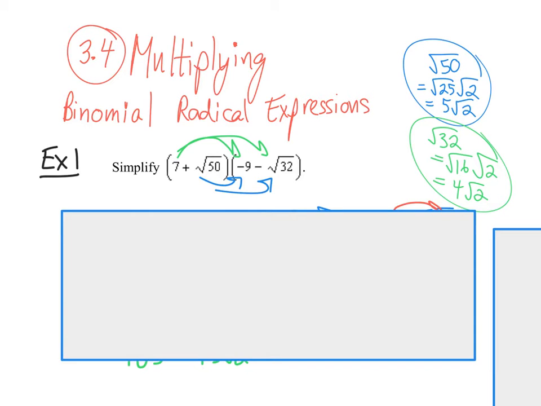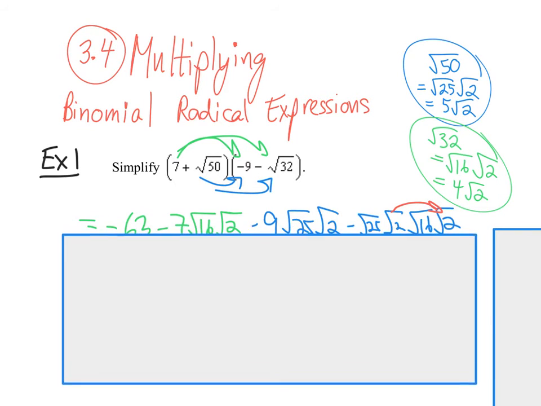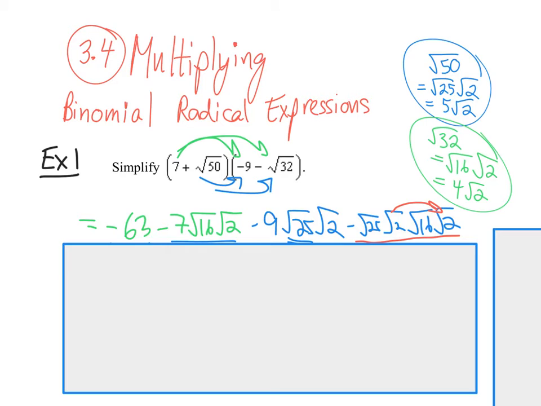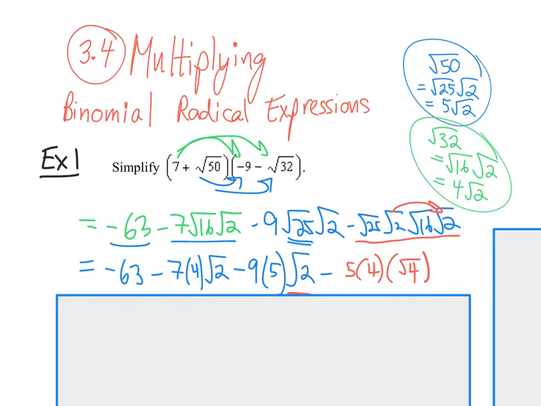Now we take those ideas and put them into our binomial expansion, and the 7 gets distributed to both terms, leaving us with the green products, and the radical 50 gets distributed to both terms, and that leaves us with the blue products. And again, in that first line, I show the breakdown of the entire radical 50 and the entire radical 32. And then into our next line, the negative 63 remains.